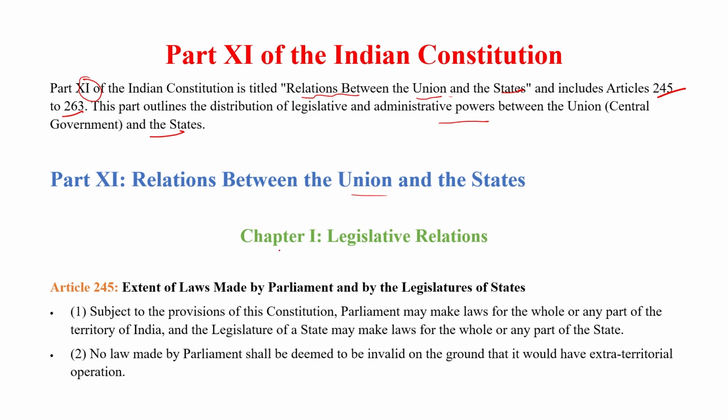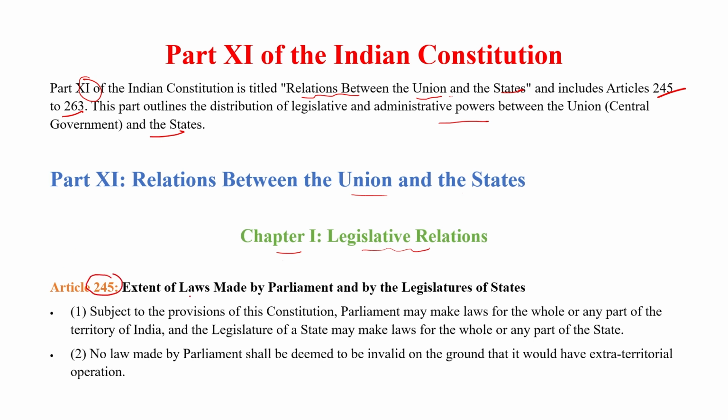Okay. So let's start Part 11 of the Indian Constitution, relation between the union and the state. Under Part 11, Chapter 1 is legislative relations. Chapter 1 of Part 11 explains the relation between the state and center government, specifically the legislative relation between the state and the center government. Okay, so let's start with Article 245.